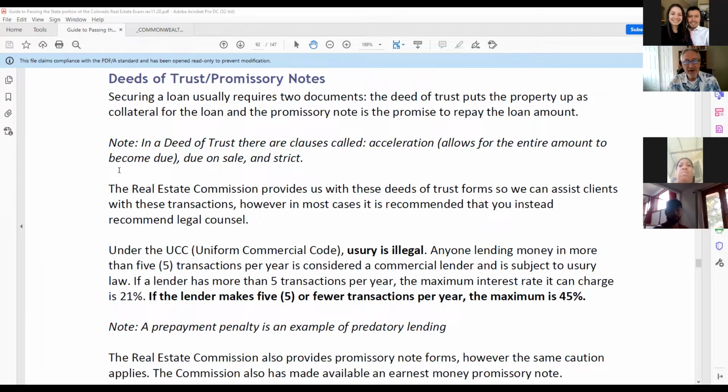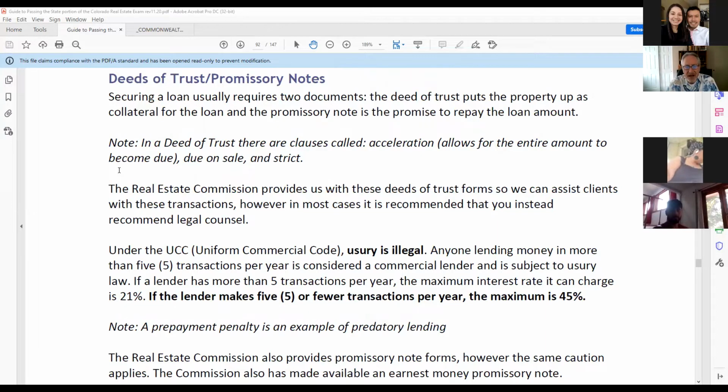So here in Colorado, here's what you need to know. What's the definition of a lender? You're lending money in more than 5 transactions per year. You're considered a commercial lender, subject to usury law, if you do more than 5 per year. That's the first part. If you're doing more than 5 per year, the maximum rate you can charge is 21%. You're a commercial lender.